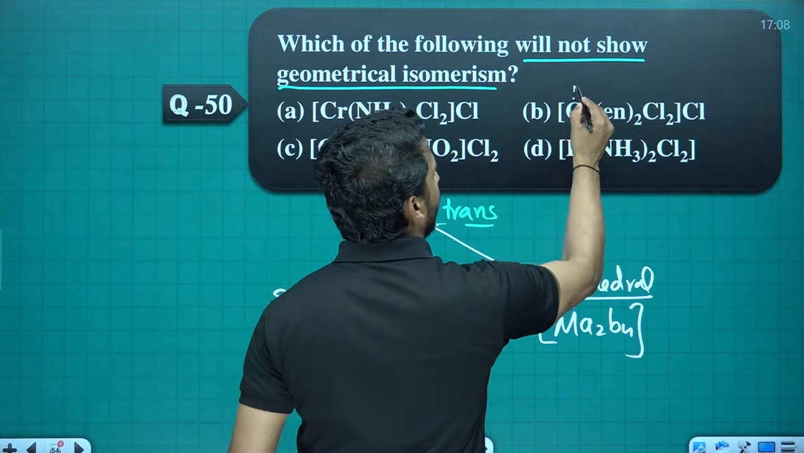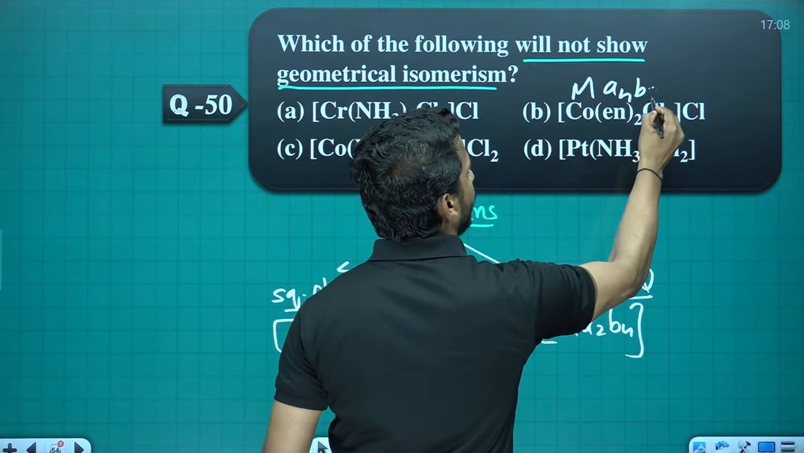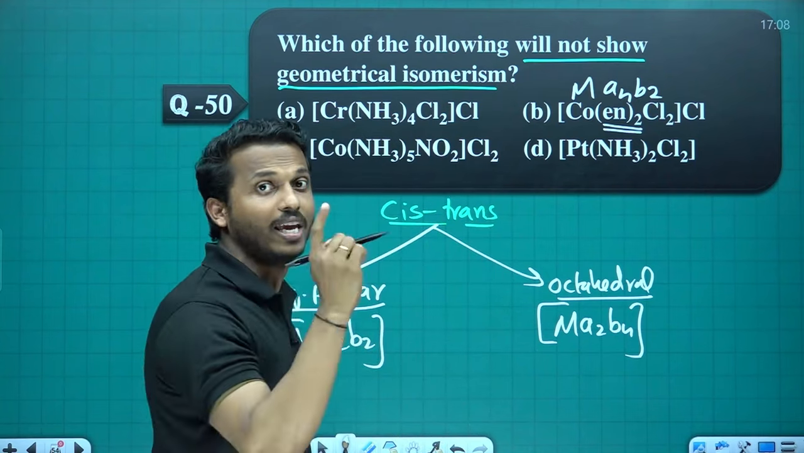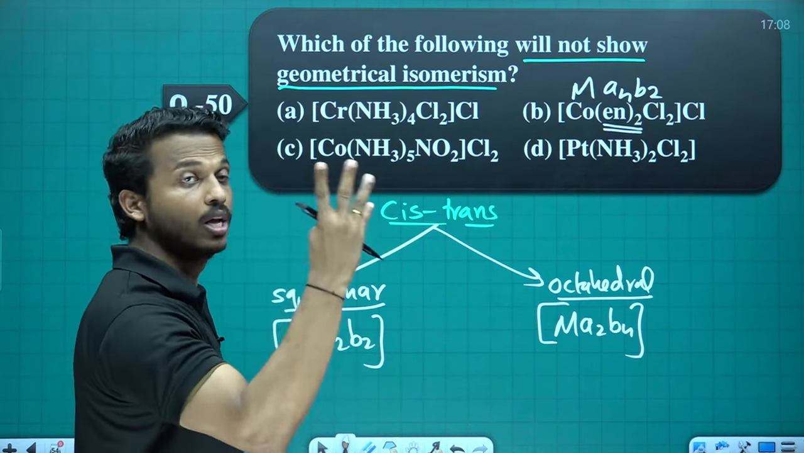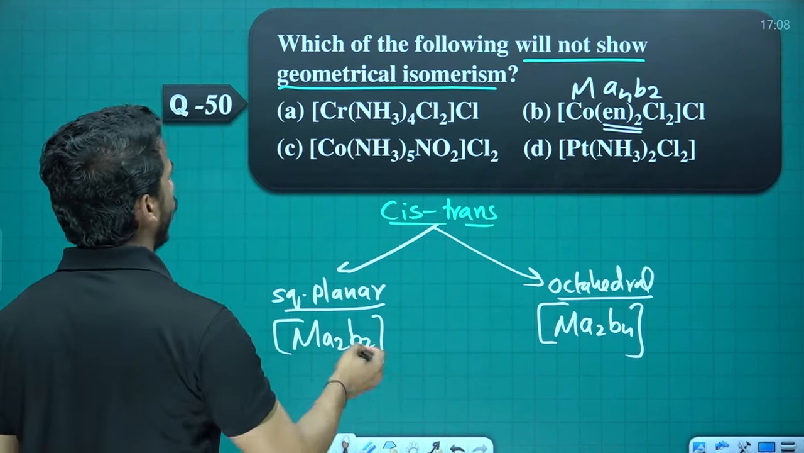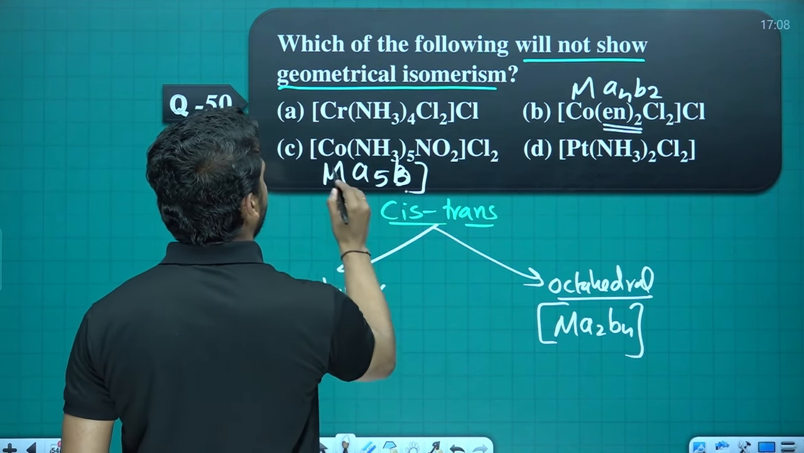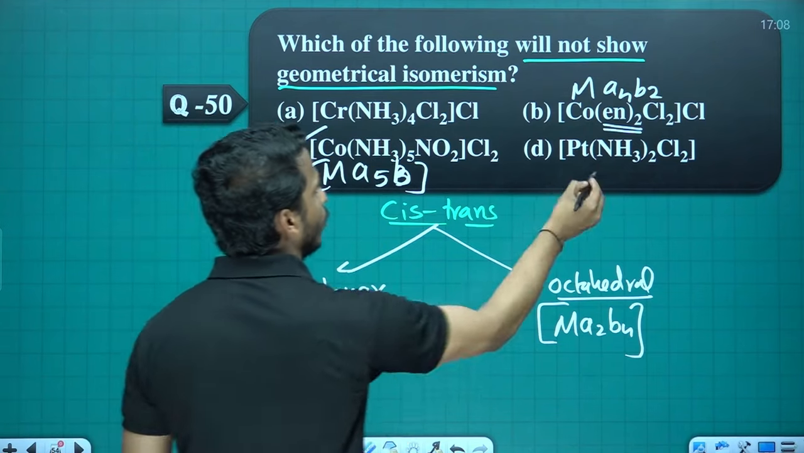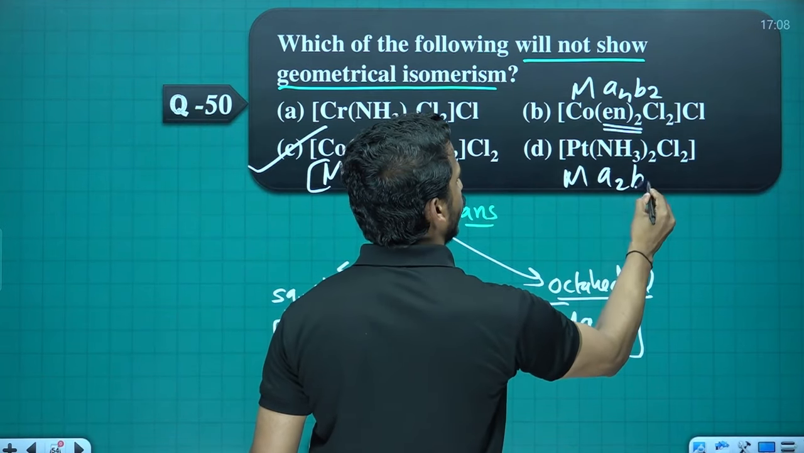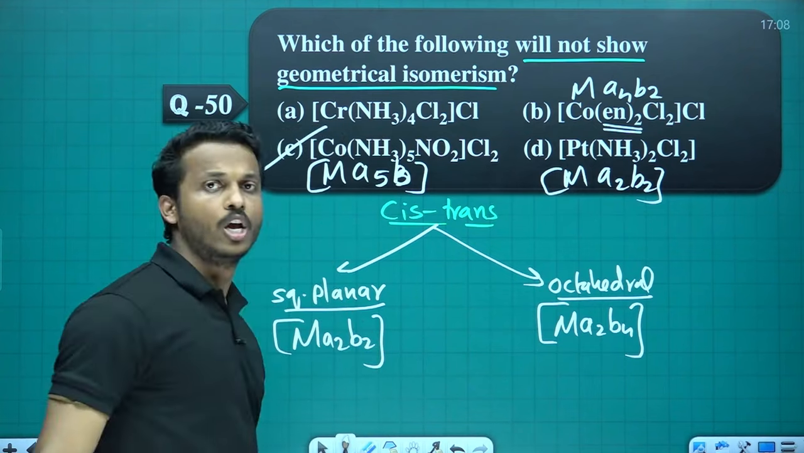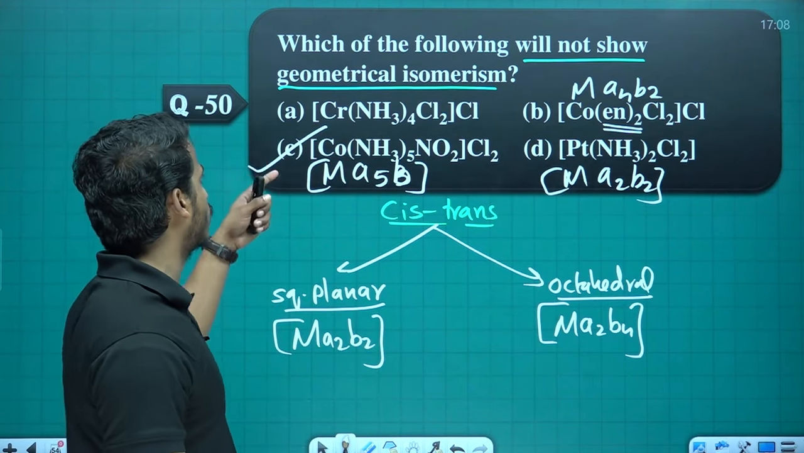And this is a type Ma4B2. Check it all. This is en, okay? en twice means B4 because 4 sites it will give you. That will show. And what is this? Ma5B. Yes. This one does not show. What about this one? This is Ma2B2 type. It also shows. Which does not show geometrical isomerism?